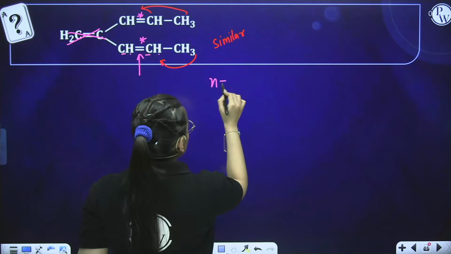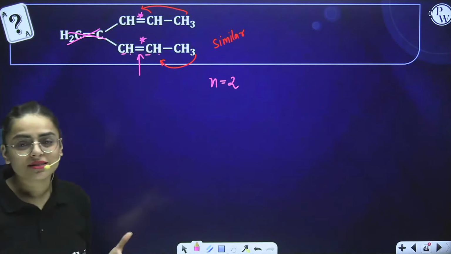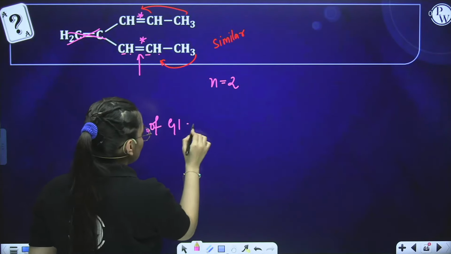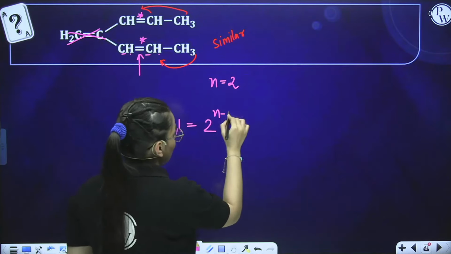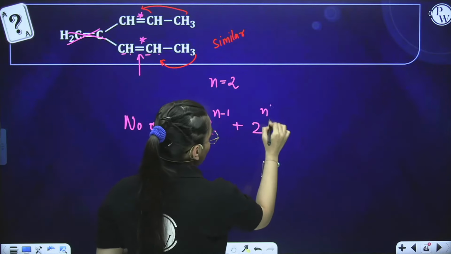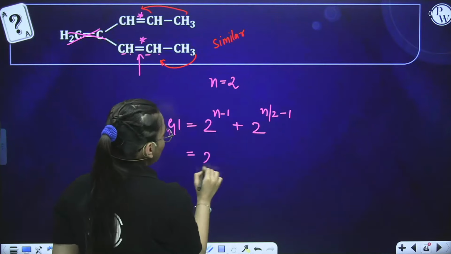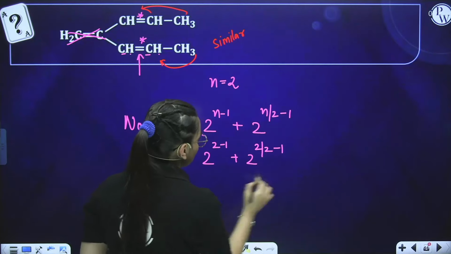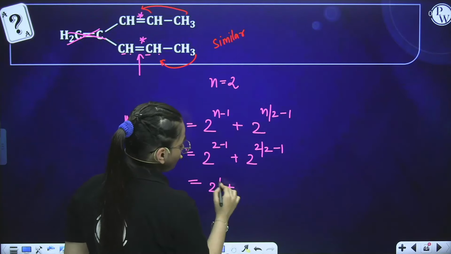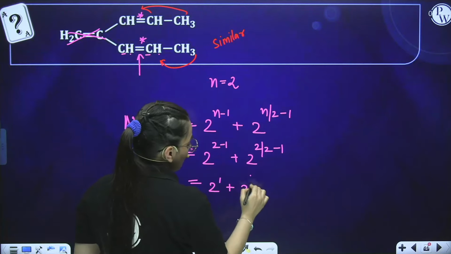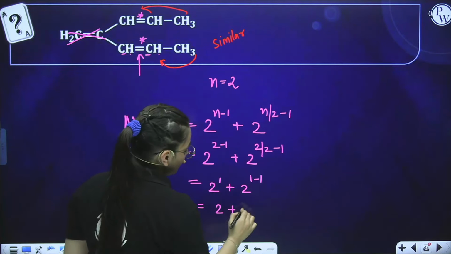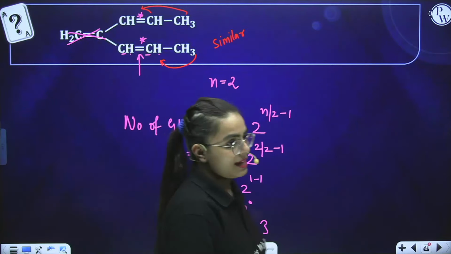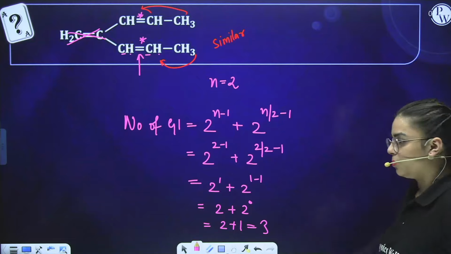If the n value comes out to be 2, that means it is the even case, and for the even case we have a formula. Number of geometrical isomers is equal to 2 raised to the power n minus 1 plus 2 raised to the power n by 2 minus 1. Now, 2 raised to the power 2 minus 1 plus 2 raised to the power 2 by 2 minus 1. This comes out to be 2 raised to the power 1 plus 2 raised to the power 1 minus 1. This means 2 plus 2 raised to the power 0, that is 2 plus 1, which comes out to be 3. Hence, the number of geometrical isomers comes out to be 3.